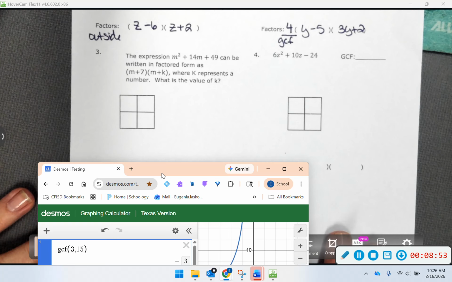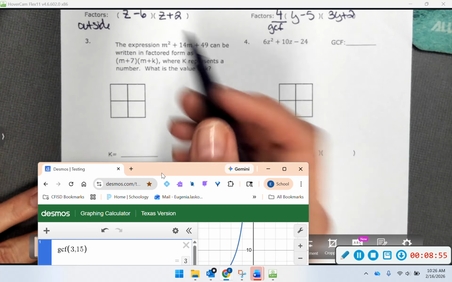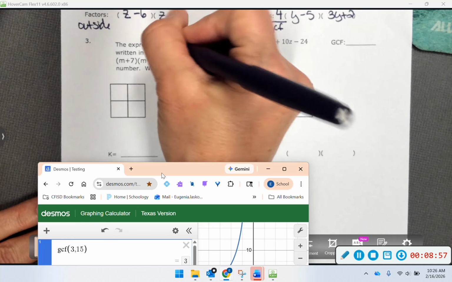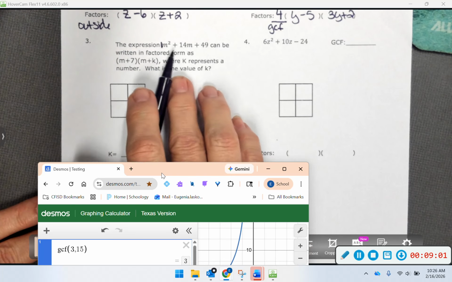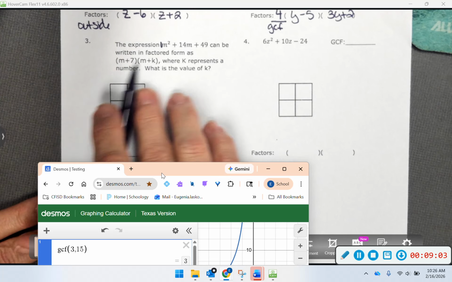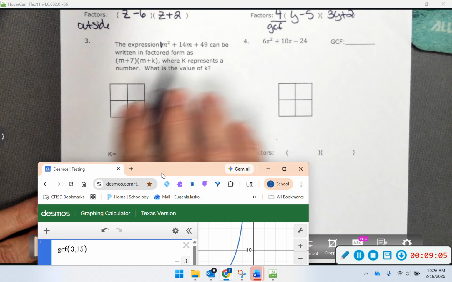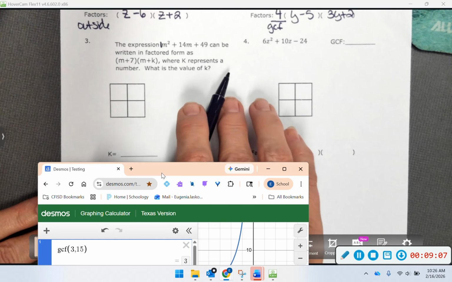Okay. On number 3, it says the expression 1m squared plus 14m plus 49 can be written in factored form as m plus 7 and m plus k, where k represents the number. What is the value of k?